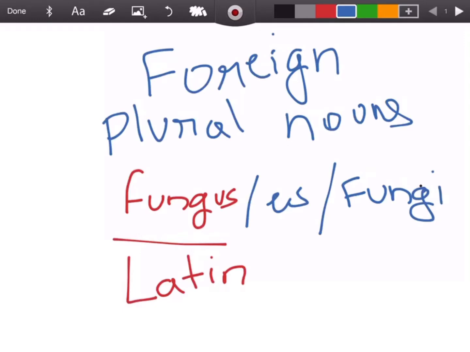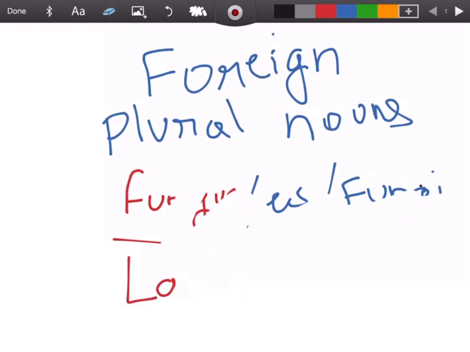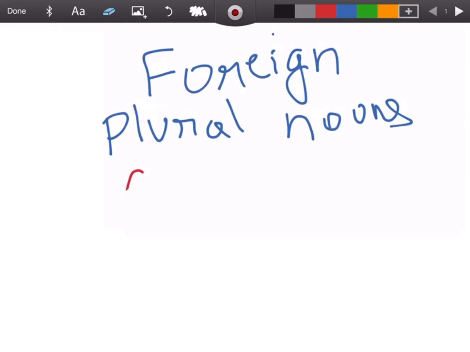The fungus word comes from Latin. Another word which comes from Latin is, let me erase this, another word I think you might know: cactus. I'll take green for that. Cactus.